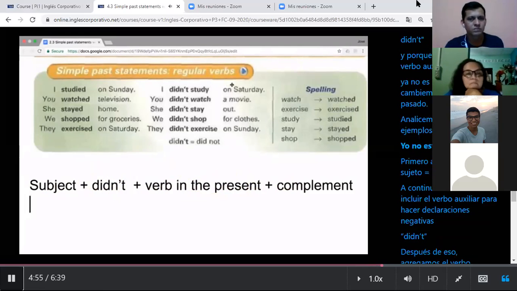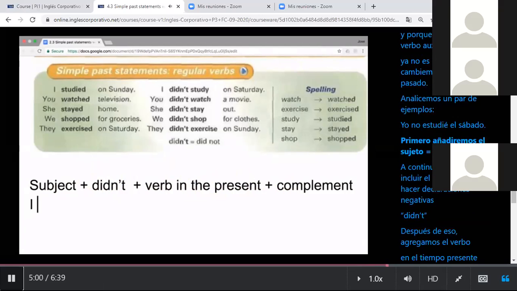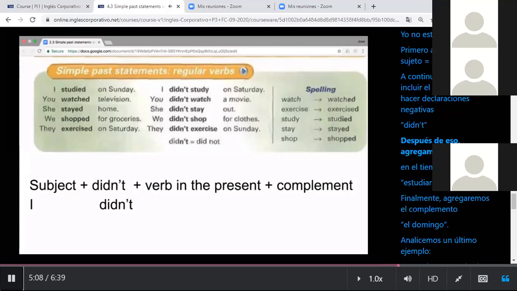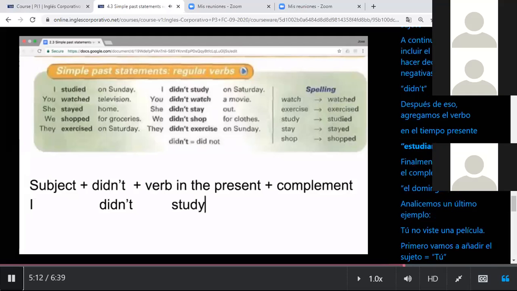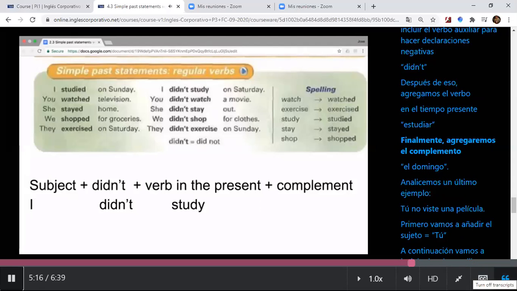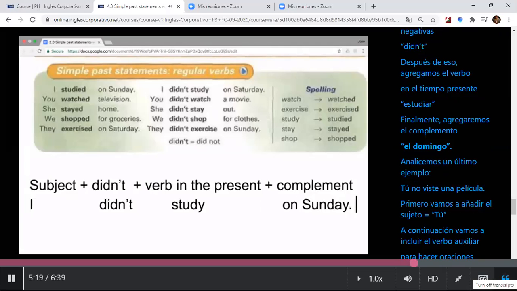I didn't study on Saturday. First, we will add the subject, I. Next, we will include the auxiliary verb to make negative statements, didn't. After that, we add the verb in the present tense, study. Finally, we will add the complement, on Sunday.